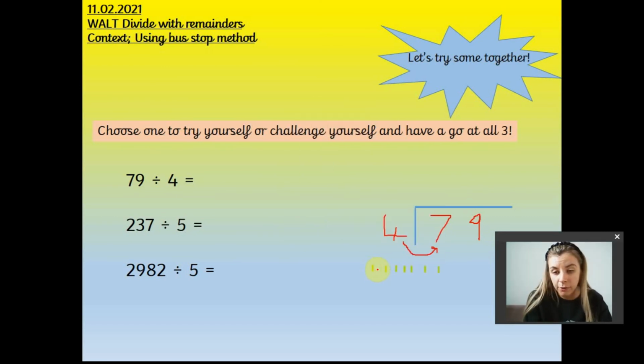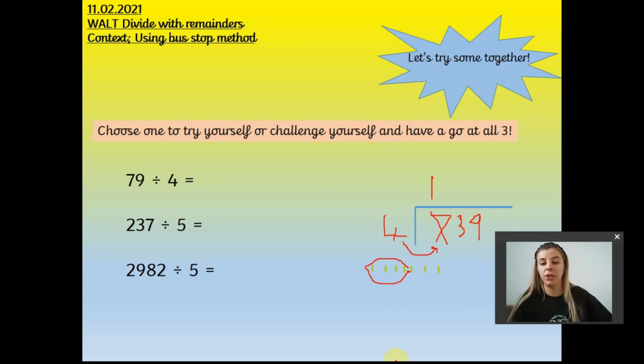Now I'm going to circle my 4. 1, 2, 3, 4. So there's 1. Can I get another 4 in? 1, 2, 3. Oh, no, I can't. So I know that 4 goes into 7, and I have 3 remaining, so I carry that over. Obviously it's actually 3 10s remaining, so it makes it 39.